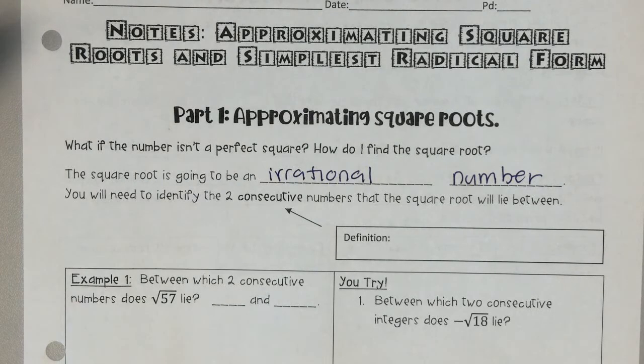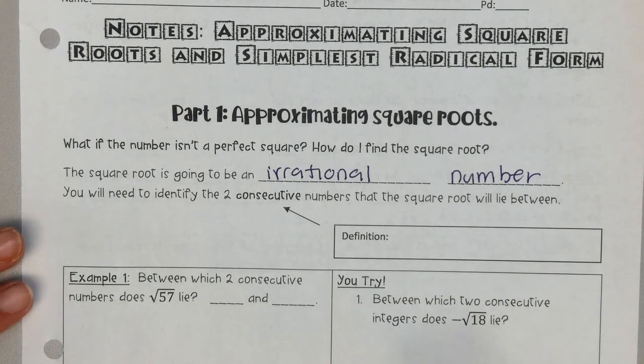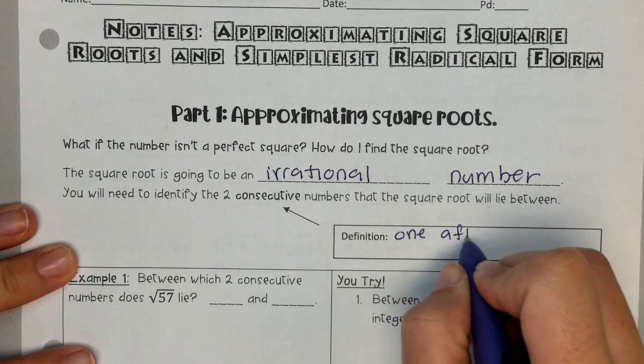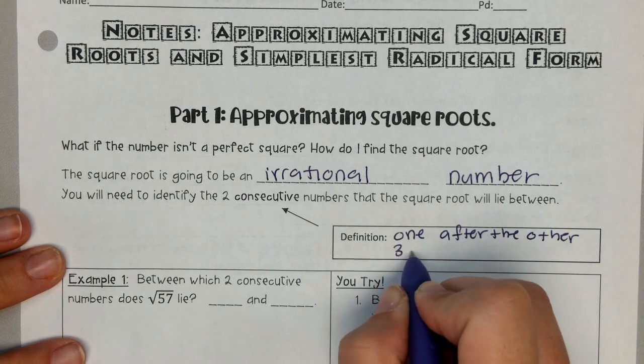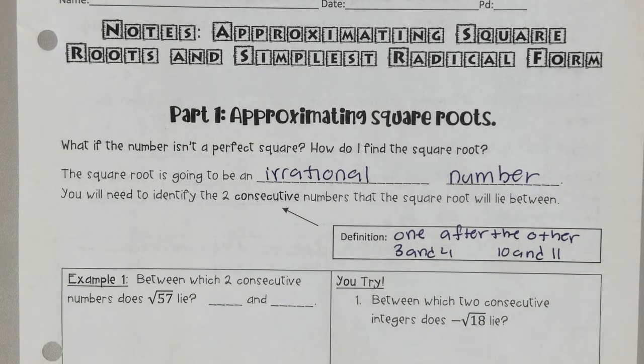So, since we can't give an exact answer, we're just going to estimate it by finding the two consecutive numbers the square root will lie between. Does anyone know what consecutive means? Or could you give me an example? Okay, consecutive means one after the other. An example of consecutive numbers would be like 3 and 4, 10 and 11. So they're numbers that you use to count with that come back to back.